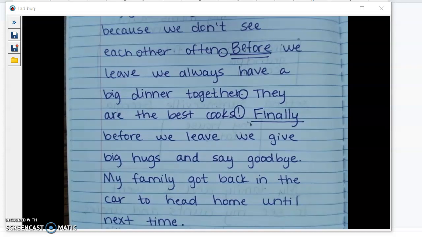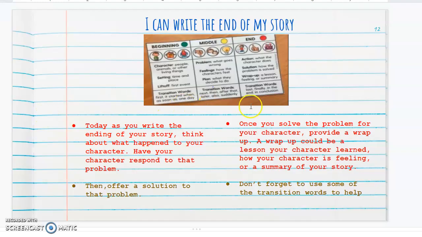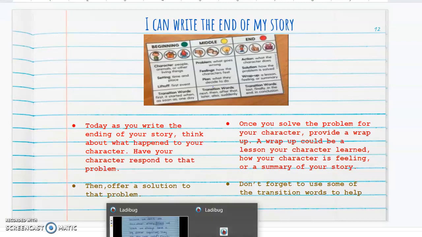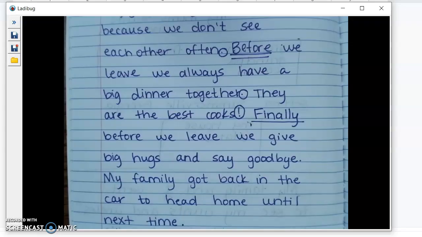So, today on your own, you're going to go back through and put transition words, last, finally, in the end, conclusion. You're going to write your ending to your story, and then you're going to go on to your writing must do and post a picture of your completed story for today.